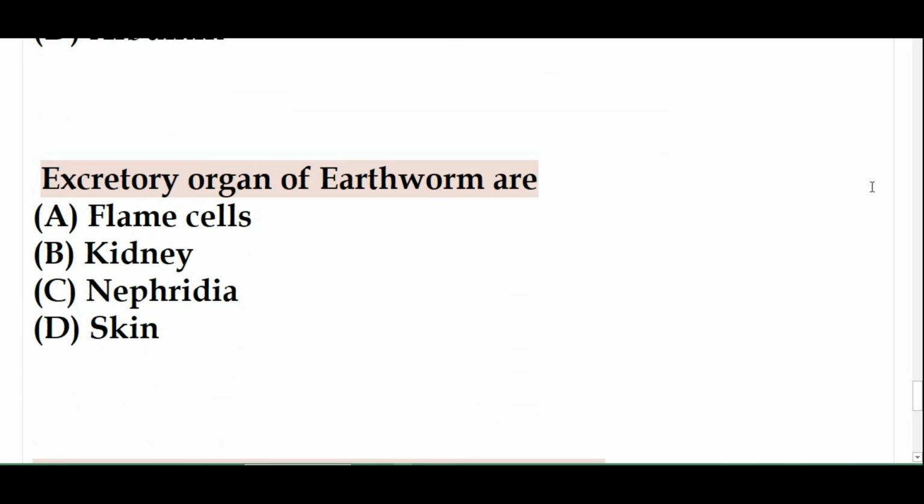Excretory organ of earthworm are nephridia.